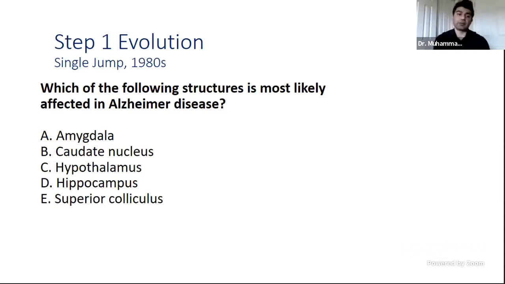I'm giving you an example of how the exam is today. In the 80s, questions were like that, right? Look at the question, a one-line question, just asking which of the following structures is most likely to be affected in Alzheimer's disease. They give you the disease, they're asking which structure will be affected. The answer is hippocampus. That is a question from the 80s.